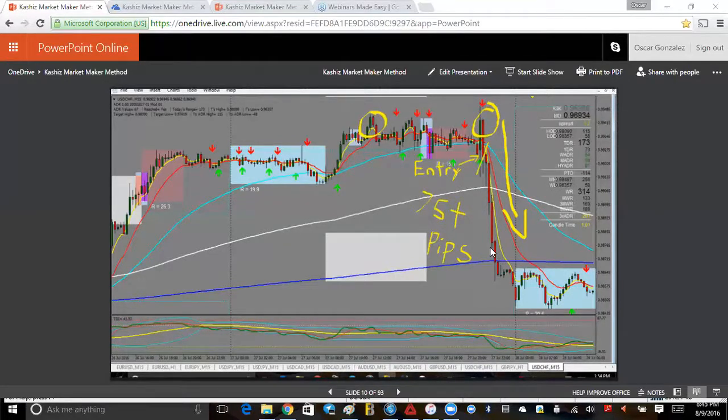And then what do I expect after that? Consolidation again in the Asian range again.